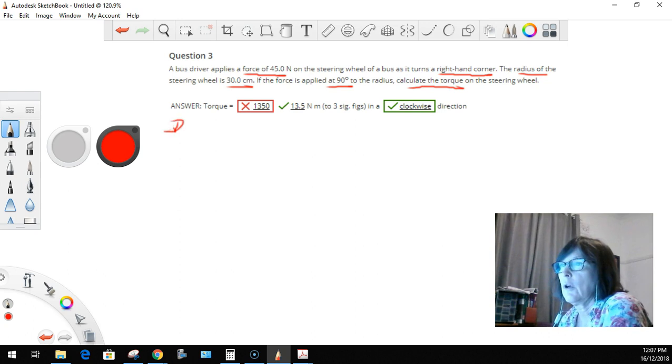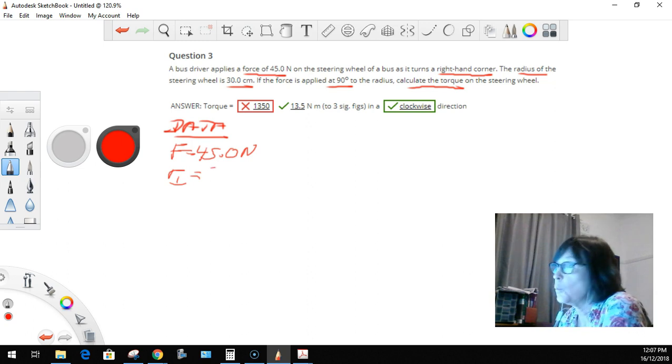So don't forget, identify our data. Okay, I'll probably swap pens here. So we've got force. Sorry, I'm just getting used to this stylus pen. Force of 45. We've got radius, and the force is at right angles to the radius.